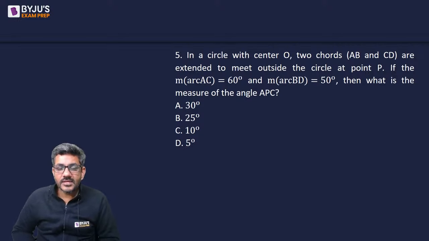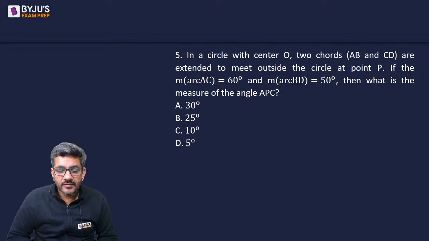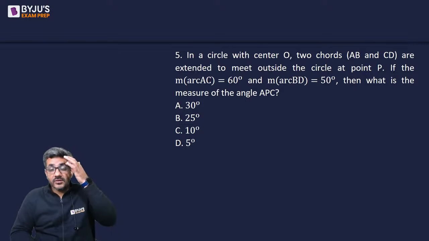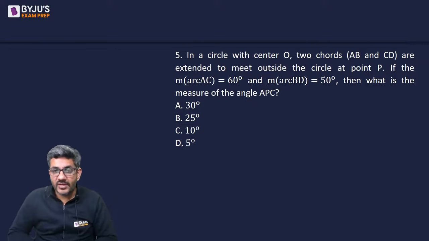In a circle with center O, two chords AB and CD are extended to meet outside the circle at point P. If the measure of arc AC is 60 degrees and the measure of arc BD is 50 degrees, then what is the measure of angle ABC? Okay, the answer key has given the answer as D again.